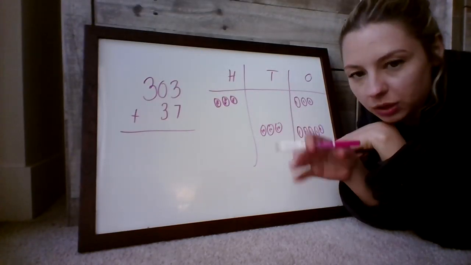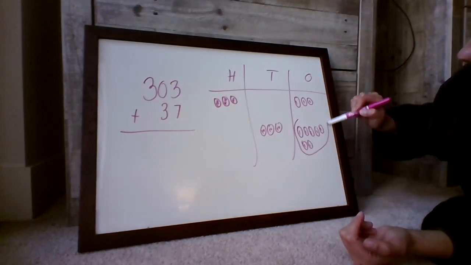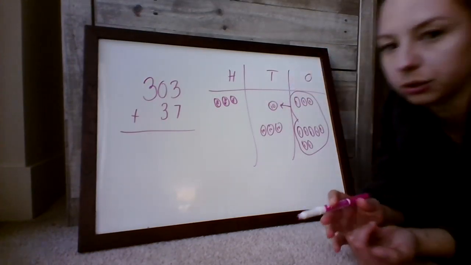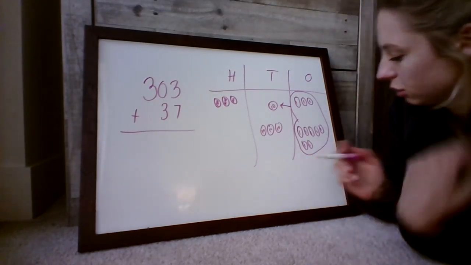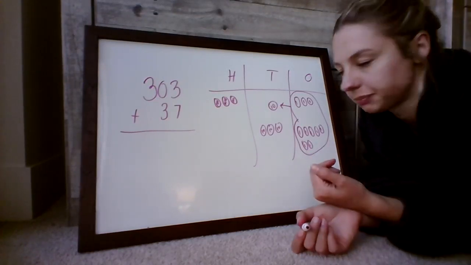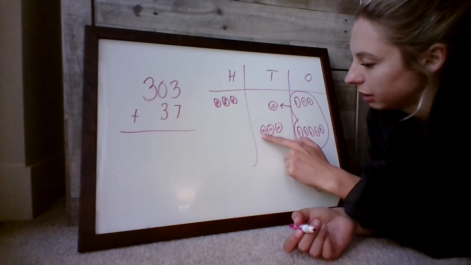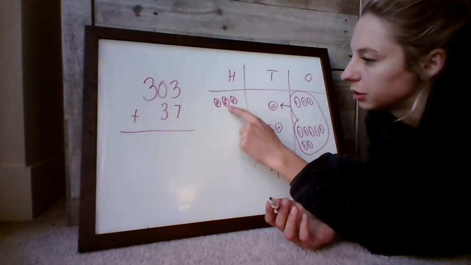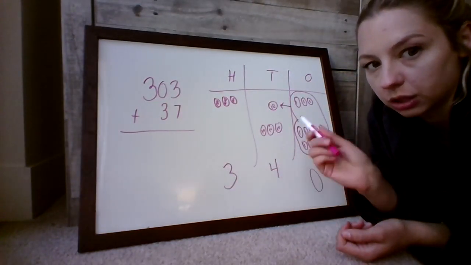We can't have 10 ones because that's the next biggest unit. So I'm going to circle my 10 ones, draw my arrow like we used to do at school, and create my new 10. Now I don't have any ones left, so I'm going to put a 0. Now let's see how many 10s we have. 1, 2, 3, 4. We have 4 left here. And we have 1, 2, 300s here. So our answer is 340 using the drawing.